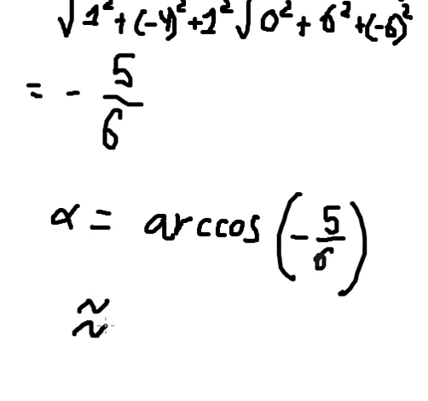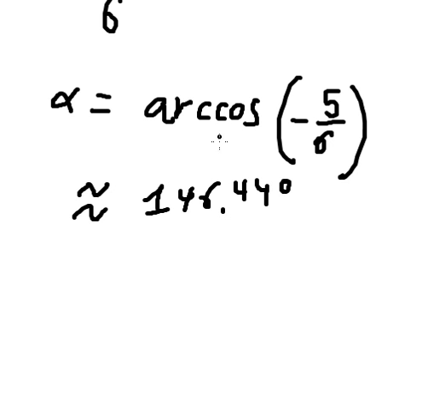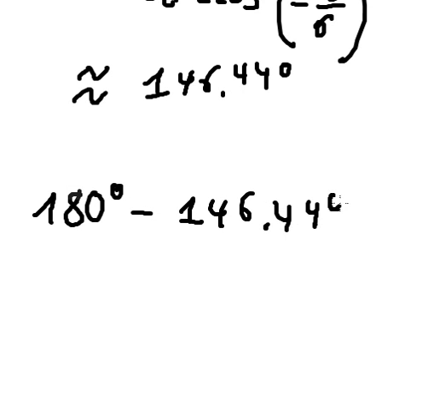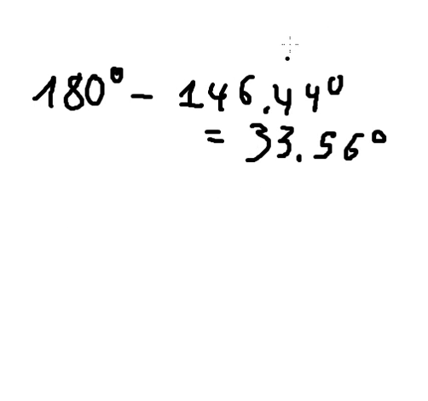And this is approximately 146.44 degrees. We know that this number is higher than 90 degrees. So in this situation, we use 180 degrees minus this one. And we have about 33.56 degrees. Why do we need to use this way?